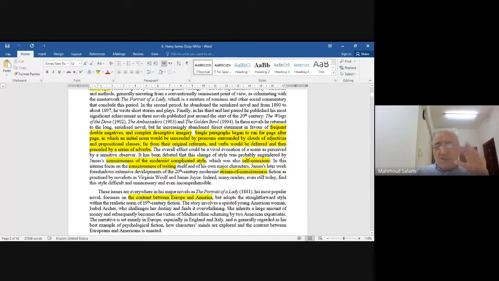Notice here, running page after page, an initial noun would be succeeded by pronouns surrounded by clouds of adjectives and prepositional clauses, far from the original reference. And verbs would be deferred, and then deferred again, preceded by a series of adverbs. Now, this is not my sentence, I took all this from other sources. And I think this is absolutely true, because when you read his novels and his criticism, sometimes you get headaches trying to follow exactly what's going on.